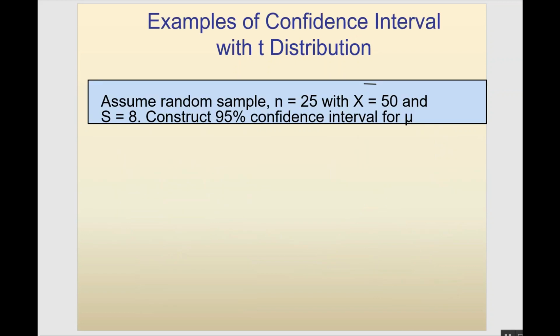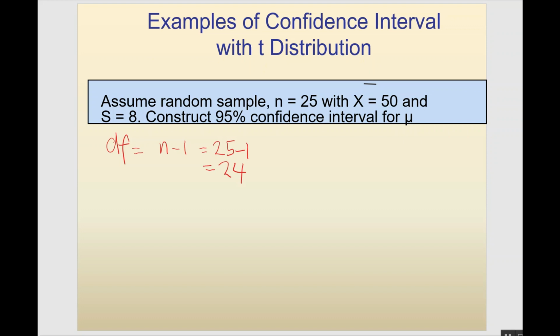Let's say they give you, assume a random sample n equals 25, your x bar is 50, and your s, it's not the standard deviation, your s equals 8. It is the standard deviation of your sample. Construct a 95% confidence interval for mu. Mu is for your population. The first thing, what is your degree of freedom? The formula is n minus 1, so 25 minus 1, you'll be getting 24.